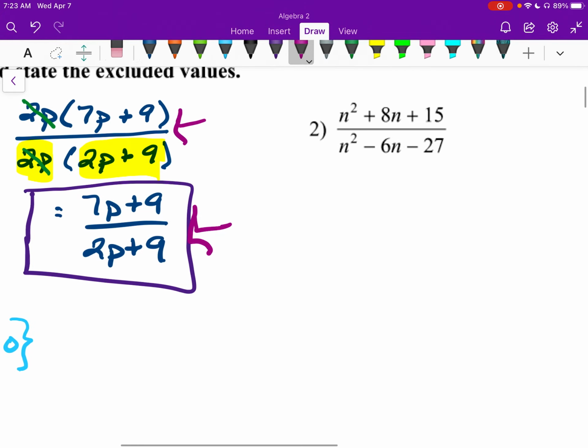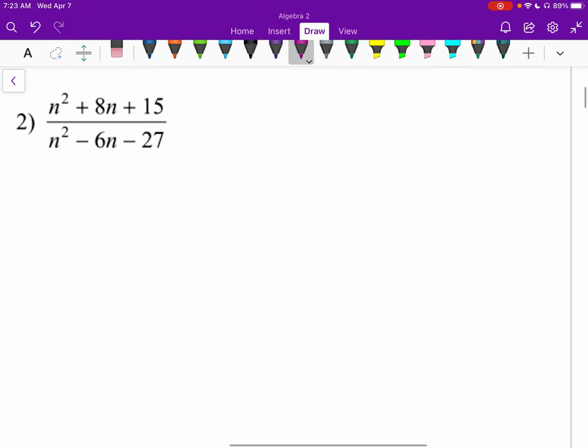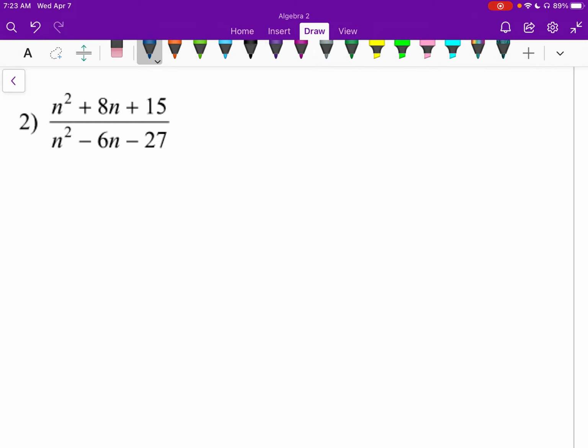Let's do another one, number 2 here. This one's a little bit harder to factor. Remember, we have to find things that multiply to be here and add up to be that. Factors of 15, we could say, well, 5 and 3, and 5 and 3 gives us 8. So yeah, this will be n plus 3, n plus 5.